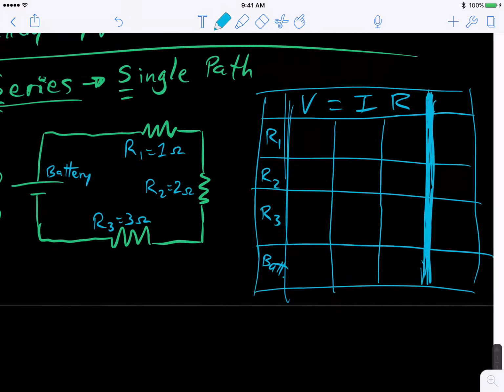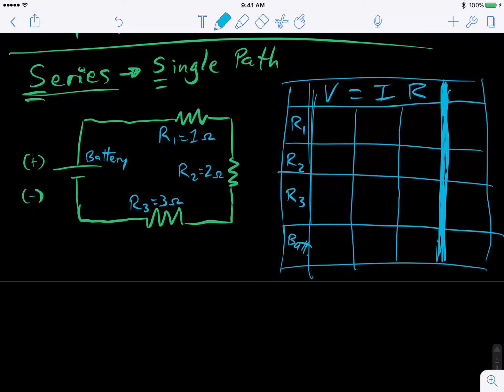So let's fill in what we're given. You know how we talked about the guess method, GUESS, givens, unknowns, equations, substitute, solve? The VIR chart gives us all that in one place. So we list our givens inside the chart. The missing spaces are the unknowns. And then the equation is VIR across the top. And then we can substitute and solve as we go through.